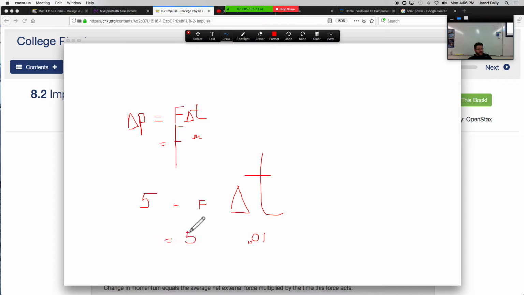Well, I'll tell you, it's 500. So you'd have a 500 Newton force times 0.01 seconds equals a change of 5 kilogram meters per second in momentum. So that's a very small time.